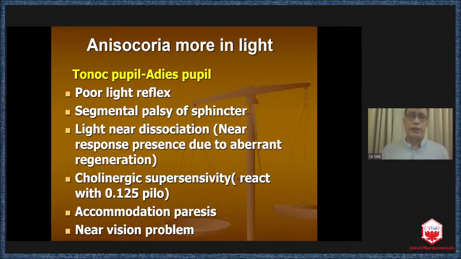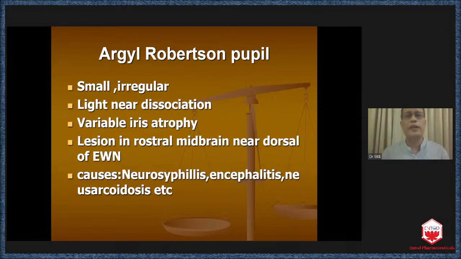Accommodation process will be present. Normally, accommodation improves gradually, but this pupillary problem remains for a long time. In Argyll Robertson pupil, people will get light-near dissociation, with small and irregular pupils, where you'll get conditions like neurosyphilis, encephalitis and sarcoidosis. The lesion is in the midbrain, just dorsal to the Edinger-Westphal nucleus, near the pretectal nucleus.